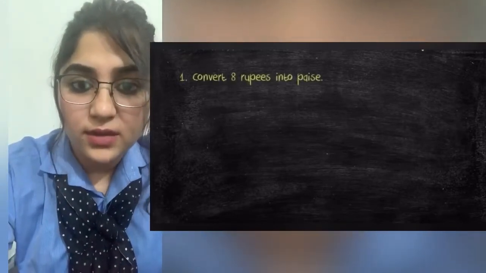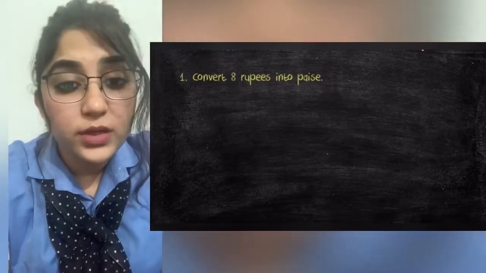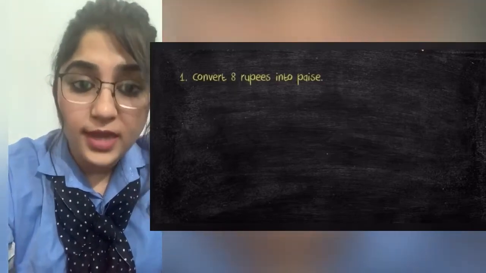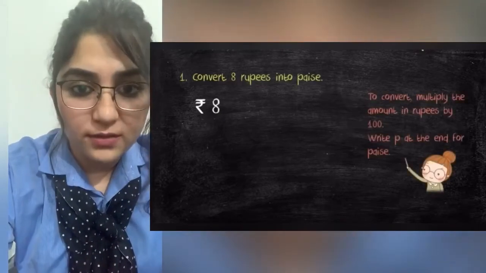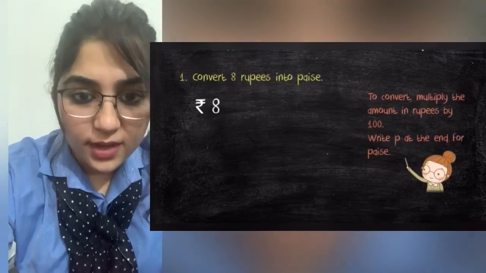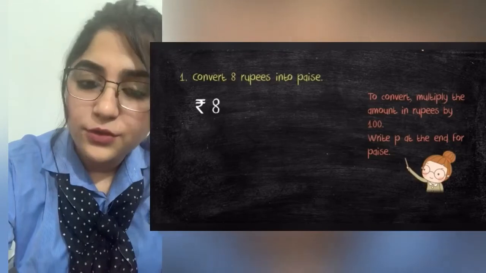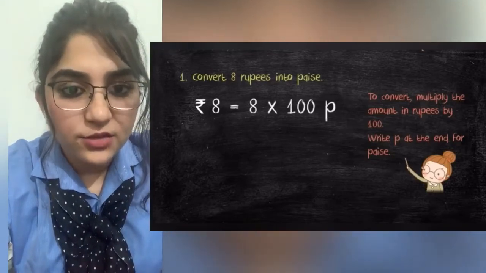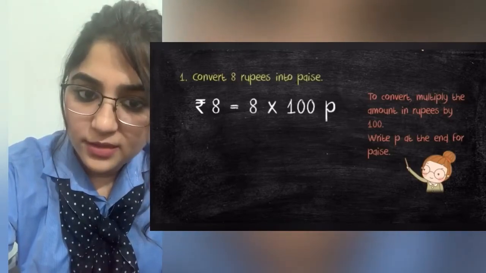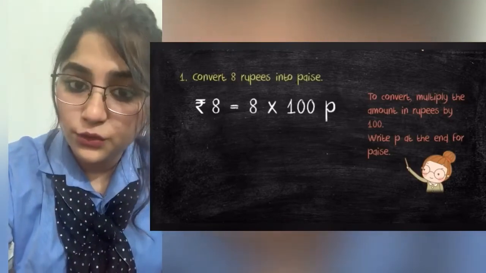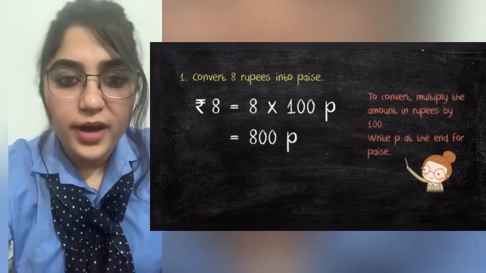Question is, convert 8 rupees into paise. Students, to convert rupees into paise, multiply the amount given in rupees by 100 and write P at the end of the paise. So here rupees 8 equals 8 into 100 paise, which is equal to 800 paise. Now moving forward to our next question.